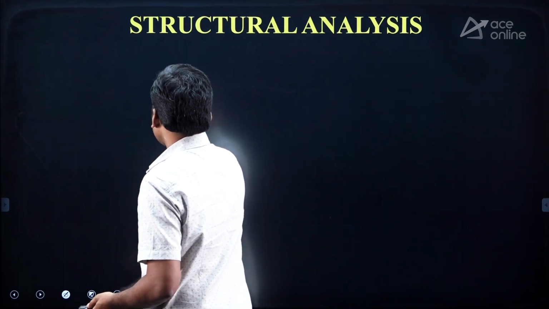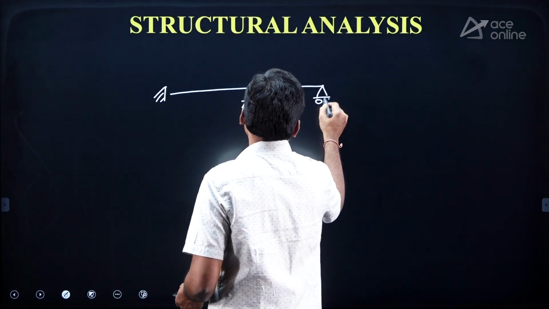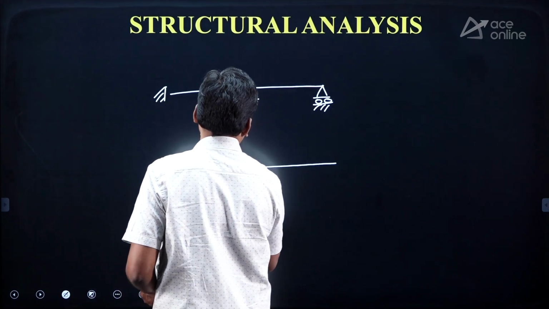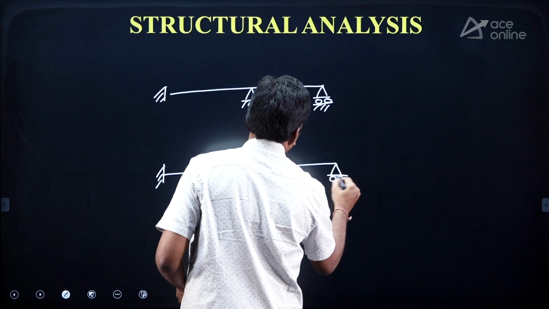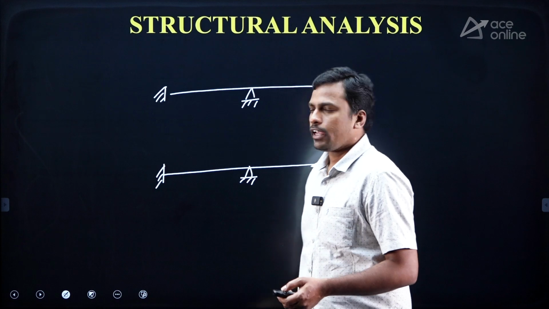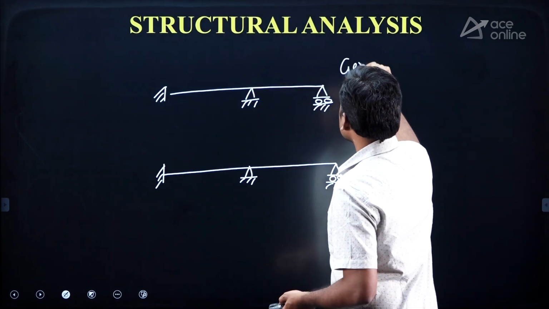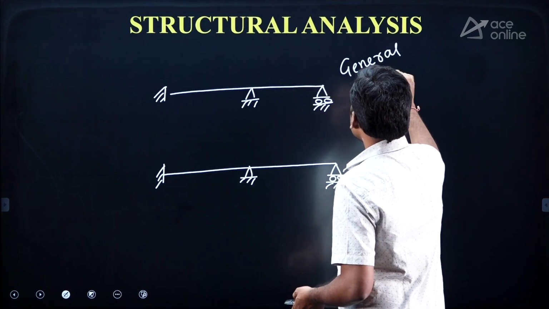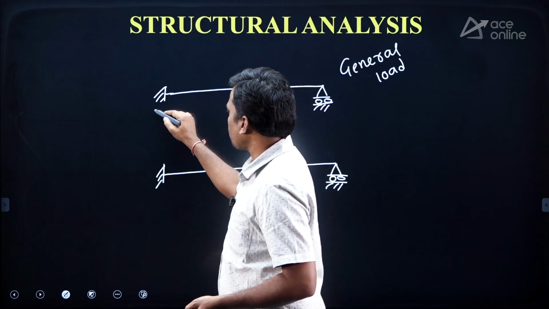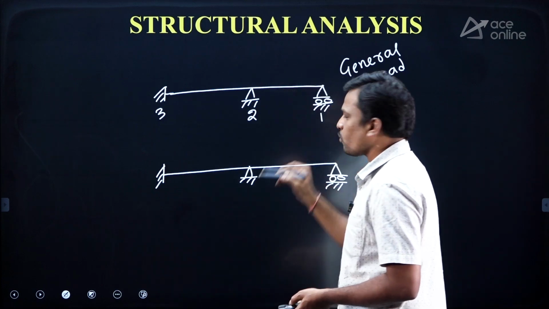So this is the flat member. Both are the same diagrams, but this one has a general load, right? I told you if I don't show any load on the structure, that is a general load. So this is the general load. For the general load, fixed support has 3 reactions, hinged support 2, and roller support 1.